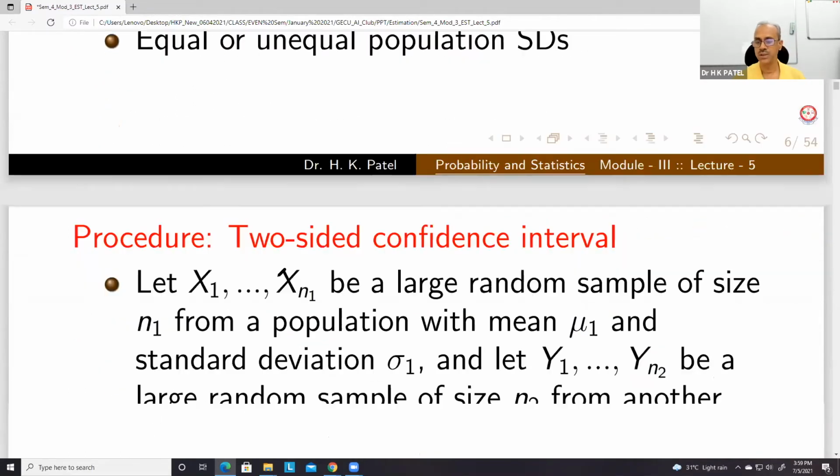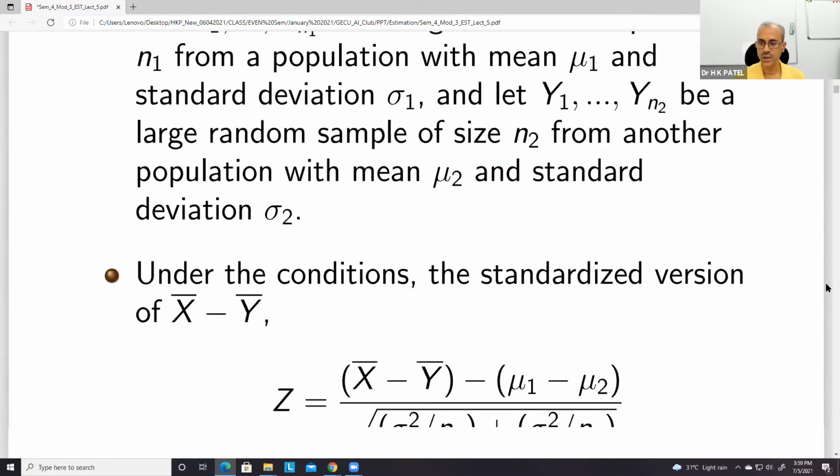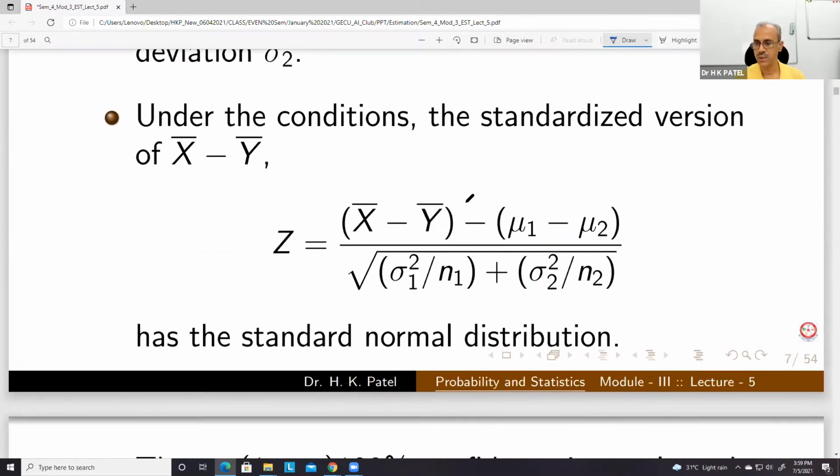So this is the Z variable. These are actually the difference of sample means. E of x bar minus y bar is mu1 minus mu2, and this is the standard error of x bar minus y bar, so this is sigma 1 square upon n. This we have said. This is the standard normal distribution variable.